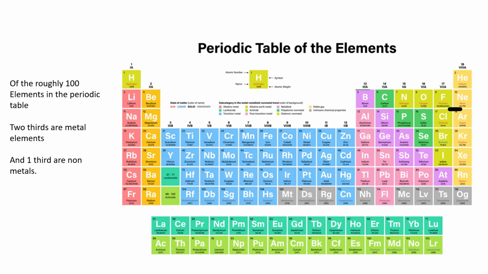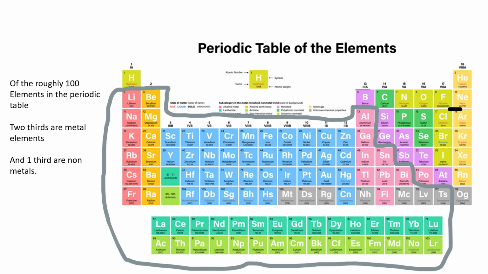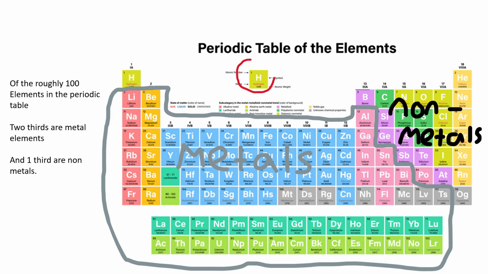Of the roughly 100 elements in our periodic table, 2/3 are metal elements, outlined here in grey, and 1/3 are non-metal elements. So most of the building blocks of the universe are metals. You'll notice above there is this element with the symbol H. This is hydrogen. And hydrogen, there's a big argument in the scientific community. Is it a metal? Is it a non-metal? So you'll often find it hovering above the rest of the periodic table to show that it's a controversial element.